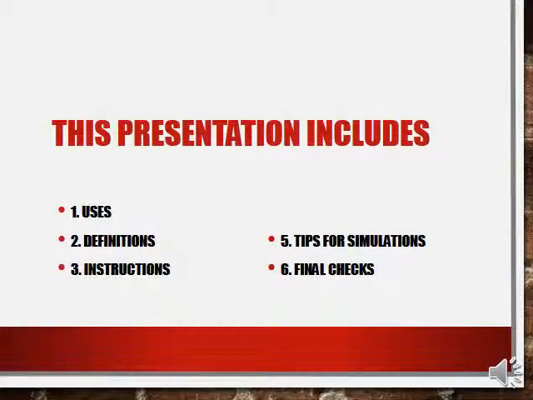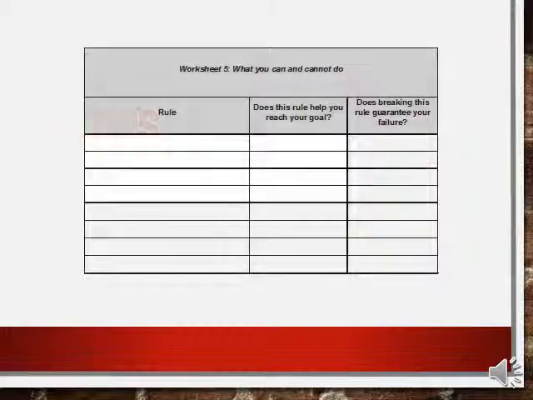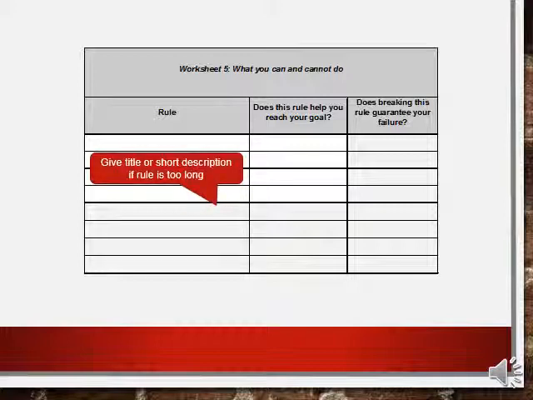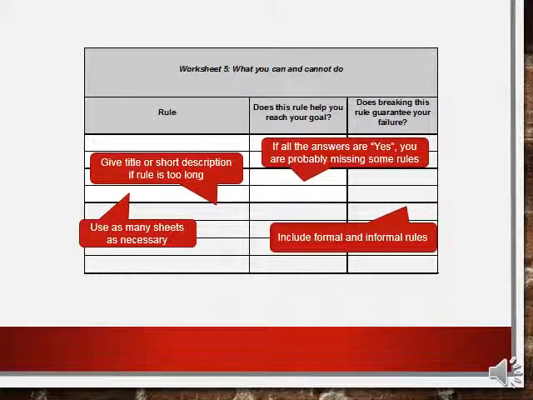In section 4, we'll look at tips to help you complete the worksheet. For Worksheet 5, there are 5 tips. First, give a title or short description if the rule is too long to list here. Second, use as many sheets as necessary to complete the analysis. Third, include formal and informal rules. Fourth, if all the answers are yes in column 2, you're probably missing some rules. And fifth, research can help.